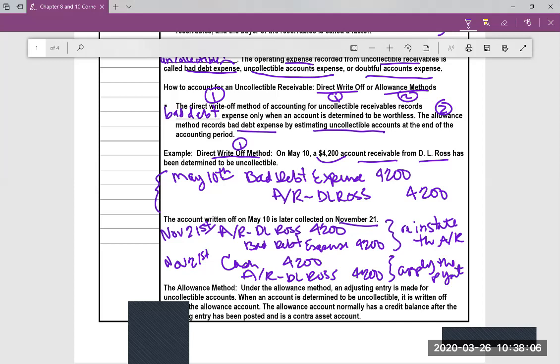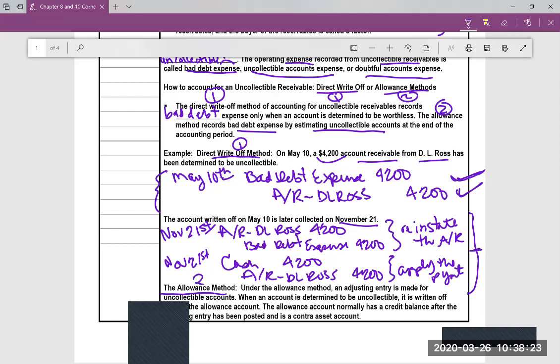That is the direct write-off method. It doesn't happen until you decide that it's worthless. Once it is, you debit your bad debt expense and you credit the AR. If by some chance they pay the money back, then you'll follow that process.